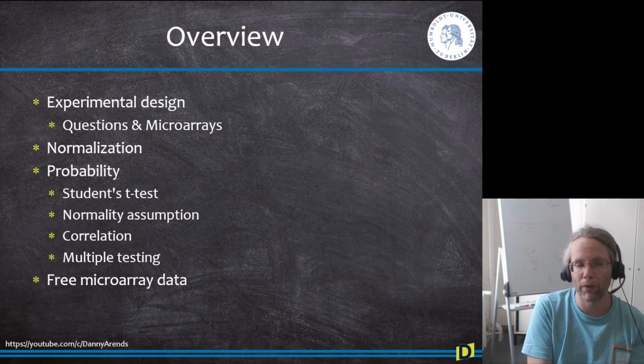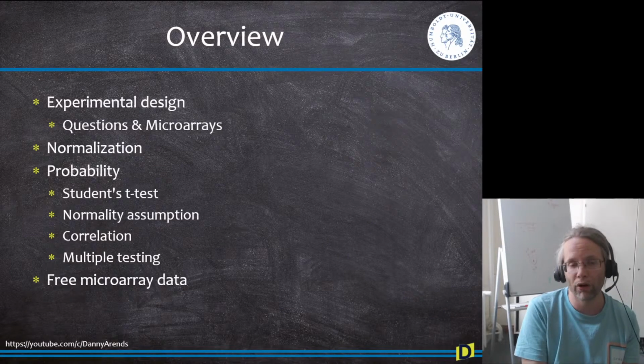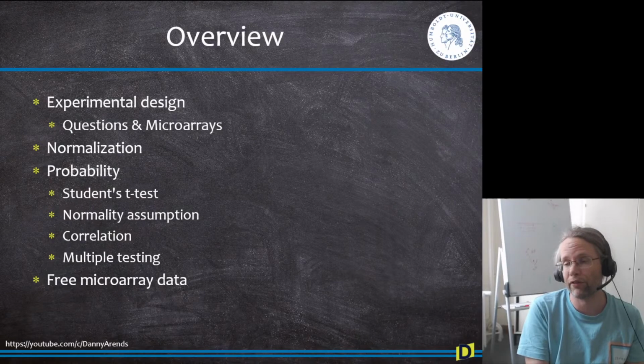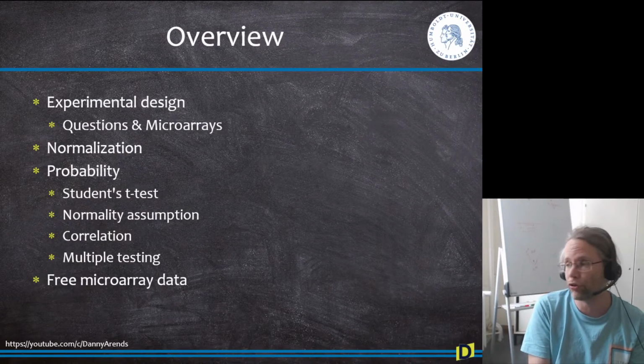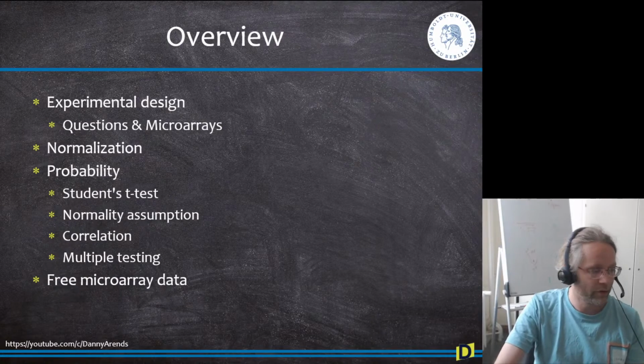And then we will talk about probabilities, about the student t-test, about things like normality assumptions that come with the student t-test. We will talk a little bit about correlation and about multiple testing issues. And then I'm also going to show you guys where you can get free microarray data in case you want to do more analysis or more practicing on how to do statistical testing, to prove if genes are differentially expressed or if they're not. So with that being said, this is going to be the overview of today.